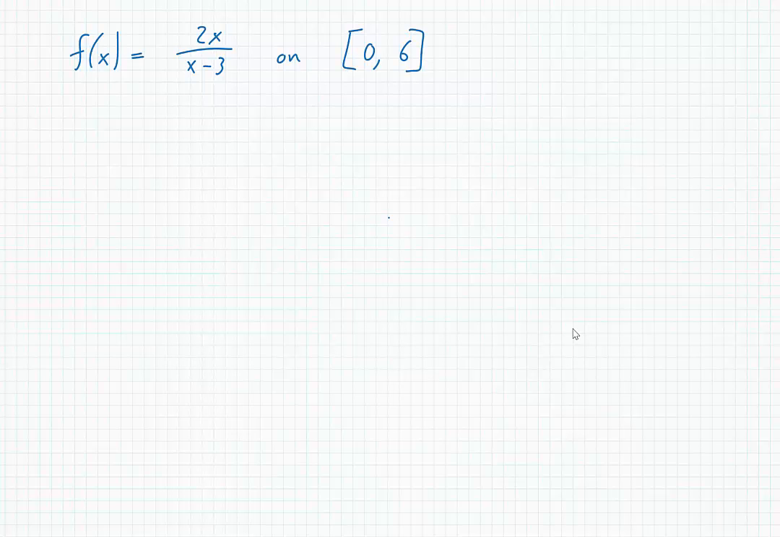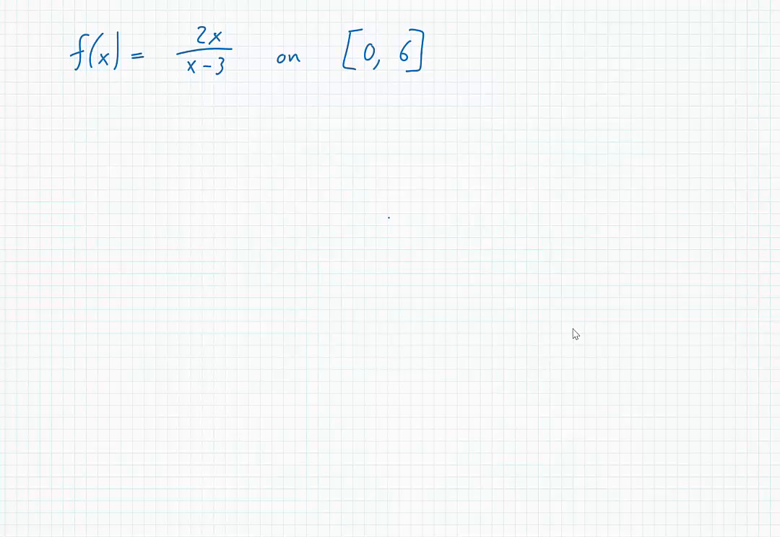So we see a rational function, and we see that it's going to have a 0 in its denominator whenever x is equal to 3. So its domain does not include x equal to 3. This would be okay if 3 wasn't in the interval, but it is in this case.